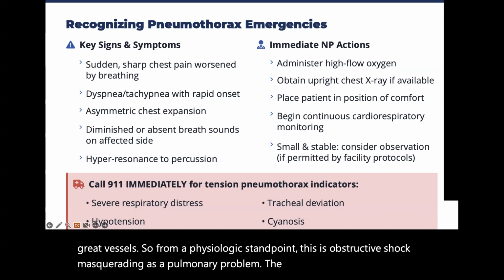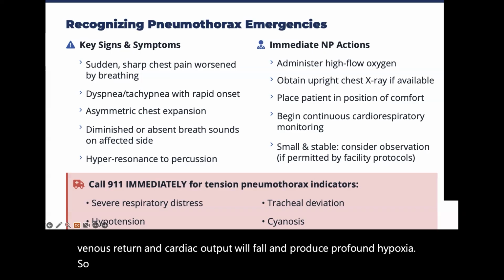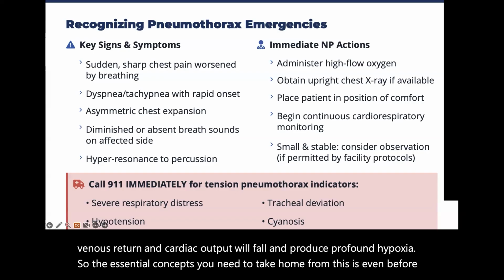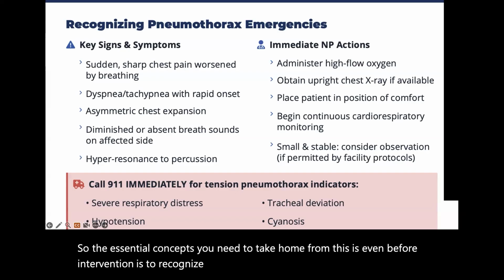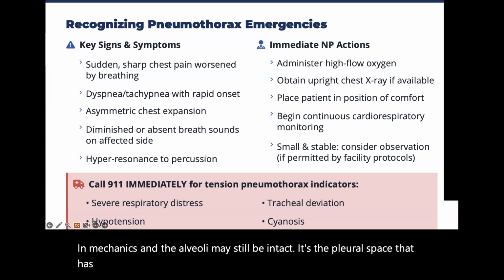The longer this goes on, the more venous return and cardiac output will fall and produce profound hypoxia. So the essential concept you need to take home from this, even before intervention, is to recognize that there is an underlying failure in mechanics and the alveoli may still be intact. It's the pleural space that has failed.